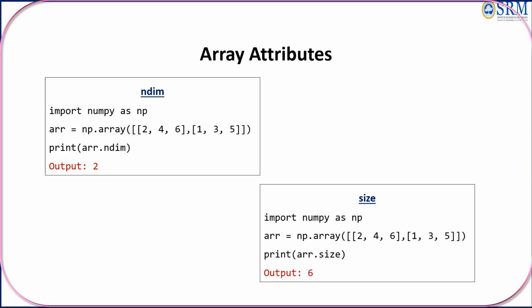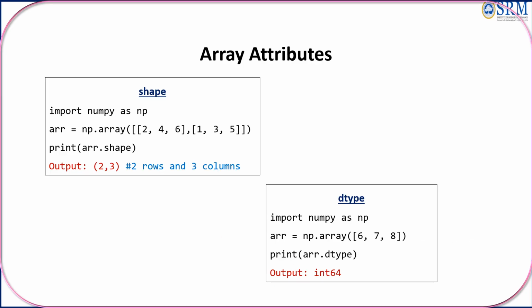Now if you want to know the size of the array, I create the same array, and to know the size of this particular array I put array.size, and it represents the number of elements in the array. So I have 1, 2, 3, 4, 5, 6, 6 elements in my array, and the output will be 6. So if you want to know the dimension, we go with ndim, and if you want to know the number of elements in the array, we go for size.